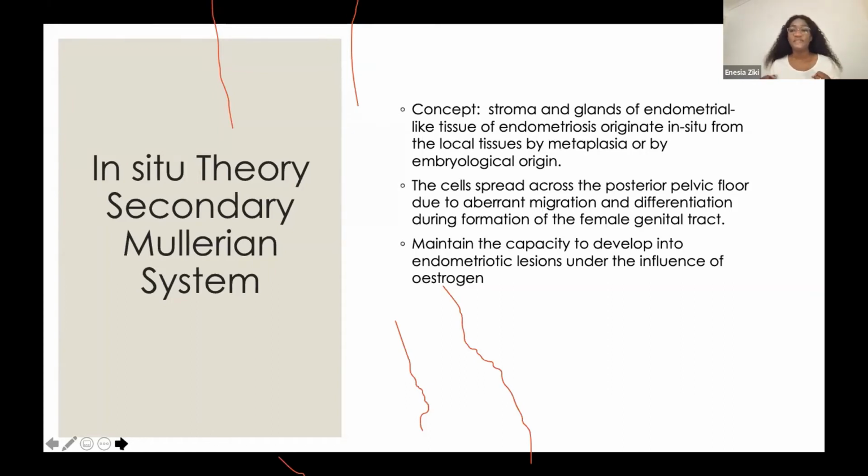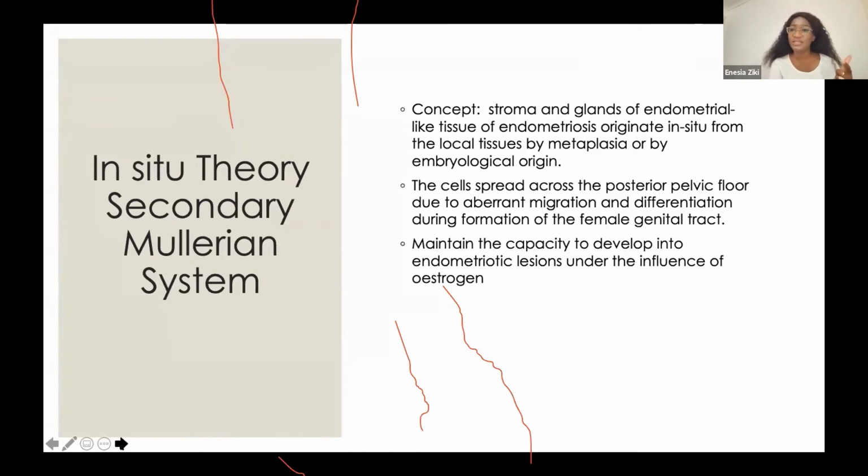So we know that during development of the female genital system, there's development of the Mullerian ducts. We know that there's fusion of the Mullerian ducts, and we know that this is happening on the posterior abdominal wall. But in patients who develop endometriosis, there is faulty or aberrant migration and differentiation during formation of the female genital tract. So we then have the development of these abnormal embryonic cell rests, which we are saying then predispose women. So it's not just the Mullerian ducts, it's also the Wolffian ducts.